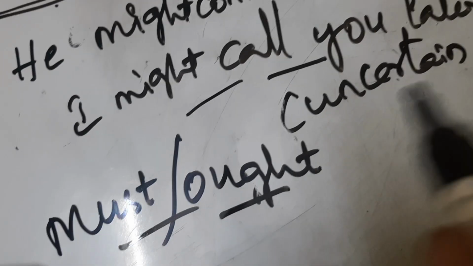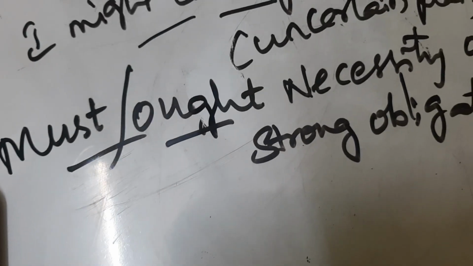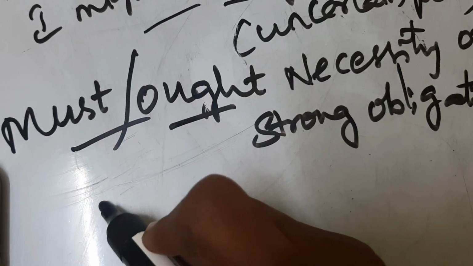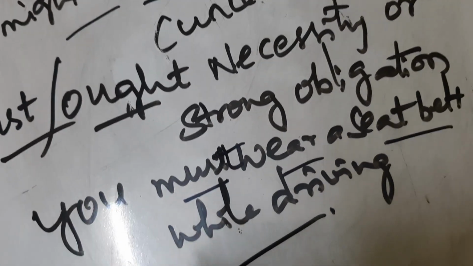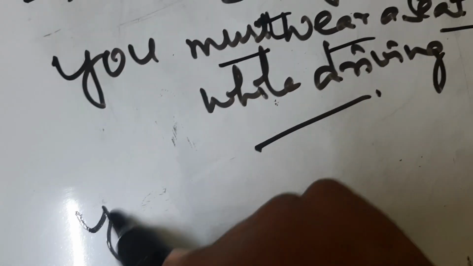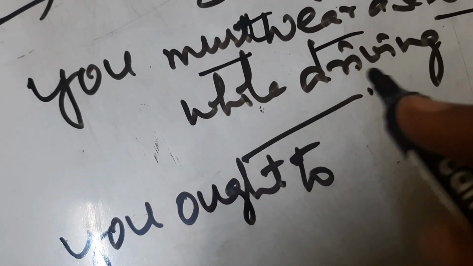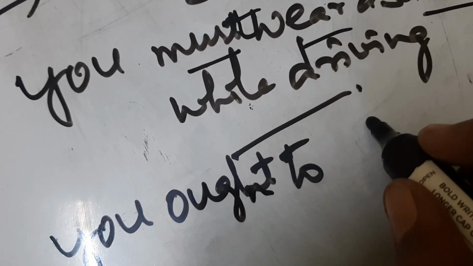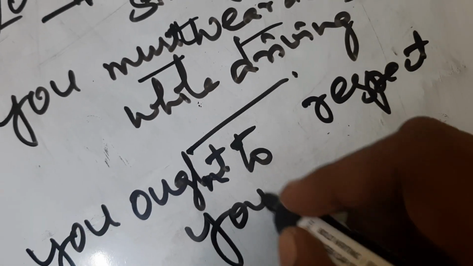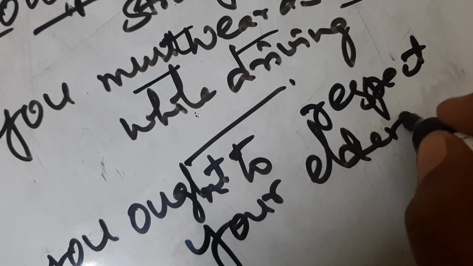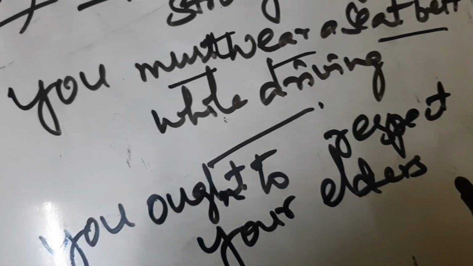Modal helping verbs must or ought. To show necessity or strong obligation, we use must or ought. For example, you must wear a seat belt while driving, which is a strong obligation. And the next example is you ought to, O-U-G-H-T, ought to respect your elders, which is a moral obligation.